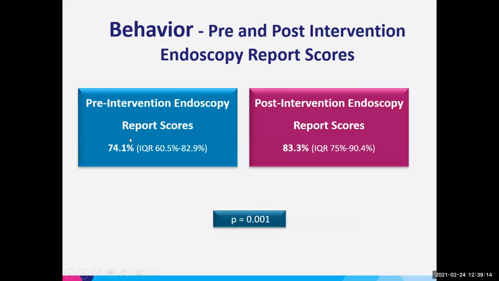And overall, the median score for the endoscopy reports before intervention was 74%, and this improved to 83% after we had done our intervention.